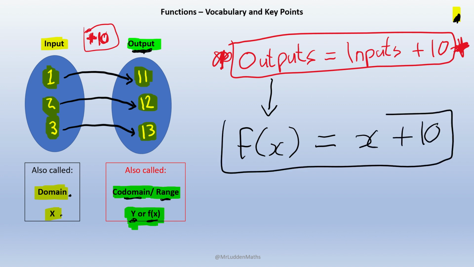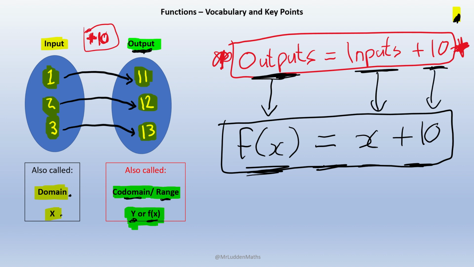So what you've done here is you've gone from English words that describe what's going on here in your set. Your outputs is equal to your inputs plus 10. The mathematically correct way of saying that, writing this as a function, is that f of x is equal to x plus 10. This here describes exactly what's going on over here.